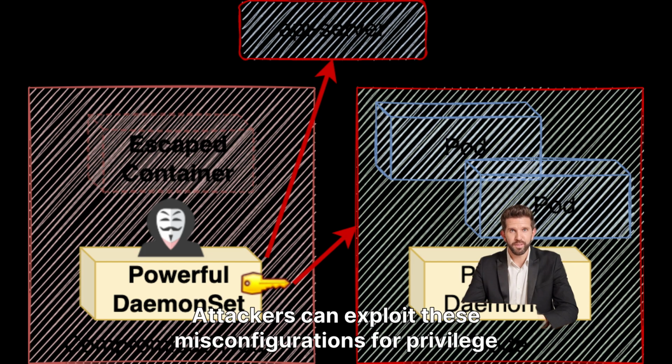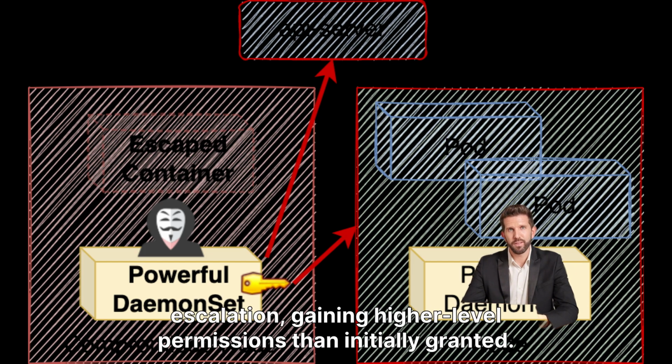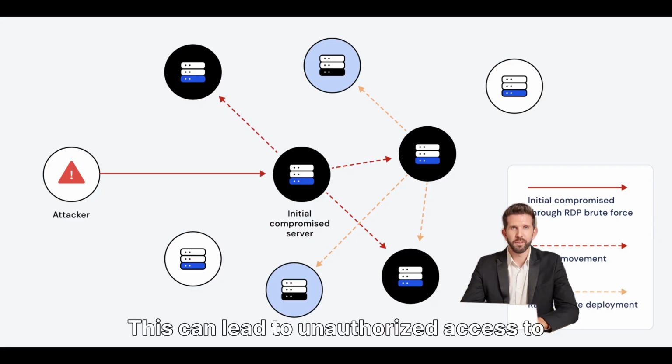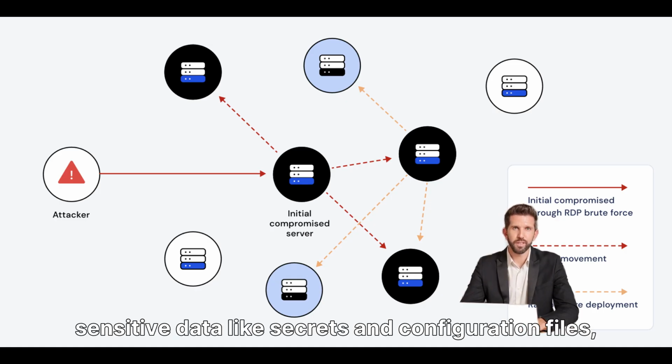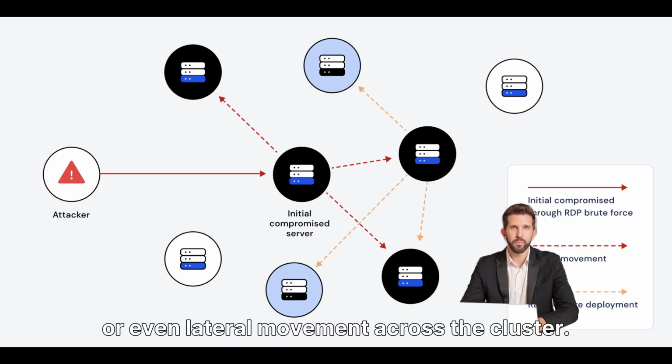Attackers can exploit these misconfigurations for privilege escalation, gaining higher-level permissions than initially granted. This can lead to unauthorized access to sensitive data like secrets and configuration files, or even lateral movement across the cluster.